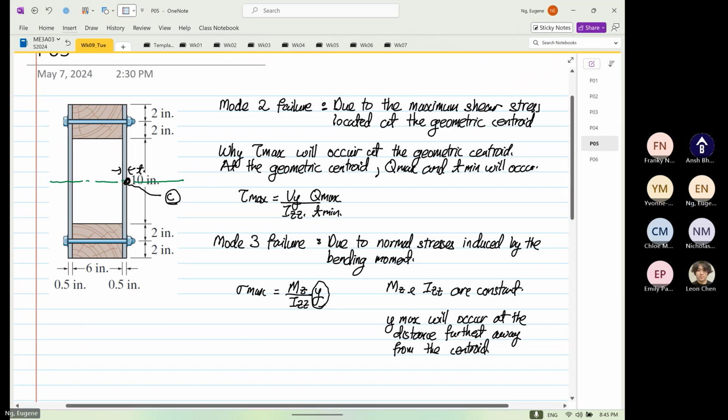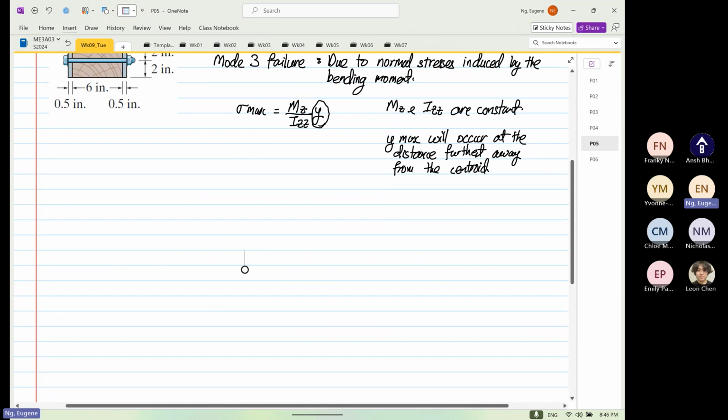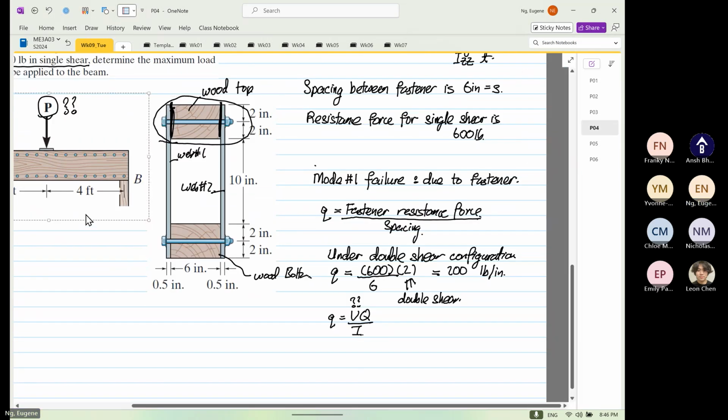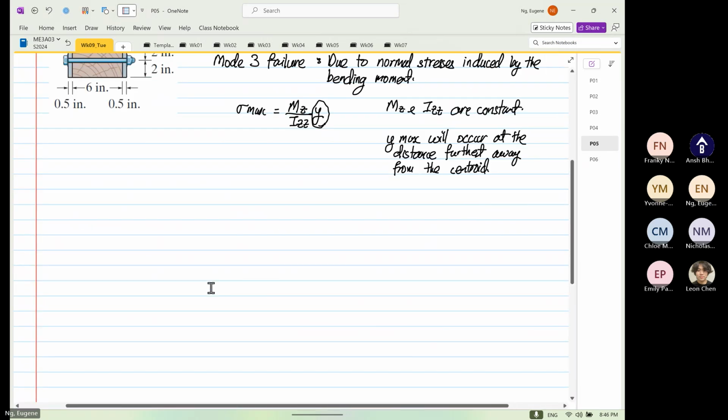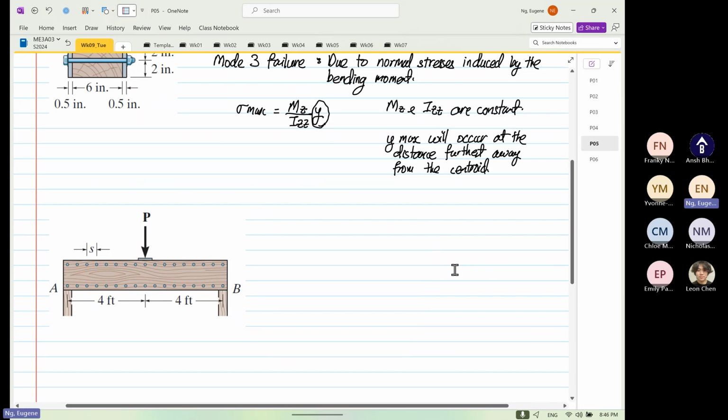Okay, so again, three different failure modes, three different formulas, and you have to understand the concept really, really well. I think failure modes number 2 and 3, you guys are fine. It's failure mode number 1. So let's do failure mode number 1 first. Now, if we look into this, this is our view. At the end of the day, we have to determine P.